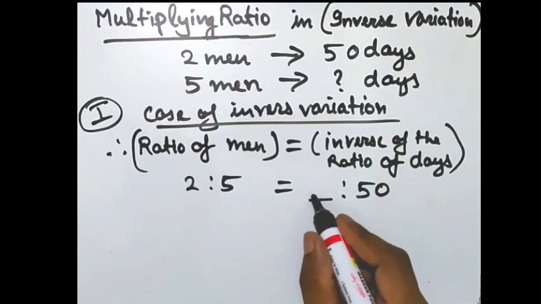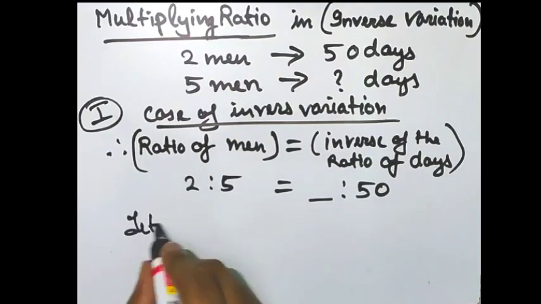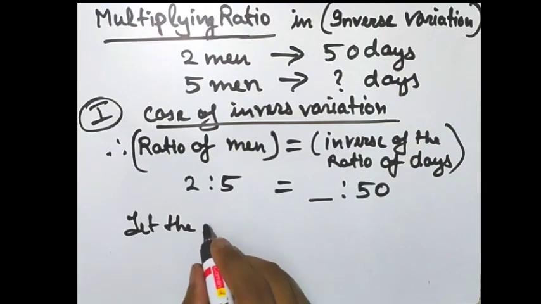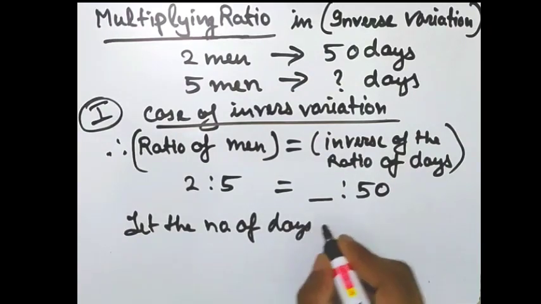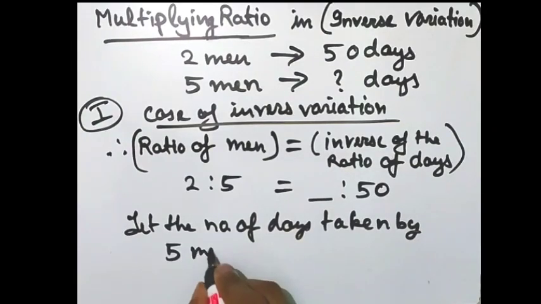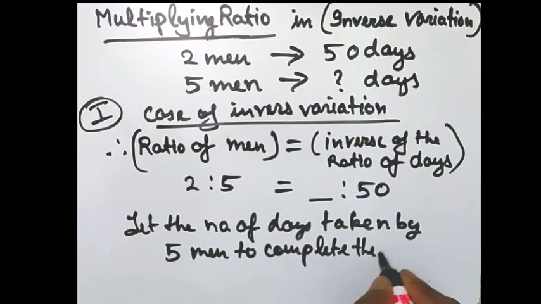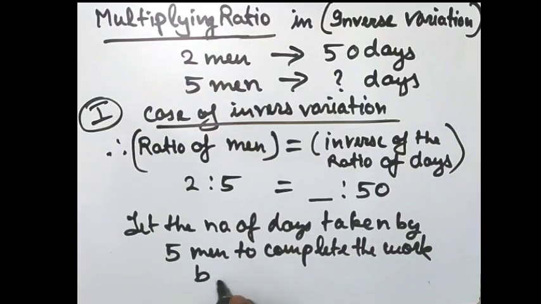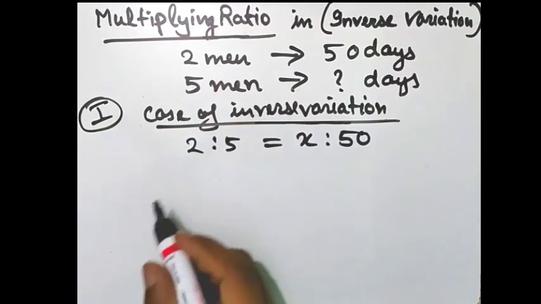So if we don't know what we have here, what should we do? We'll say, let the number of days taken by 5 men to complete the work be x. Clear? Now let's bring the ratio. So let's put the value x. So now let's solve this.